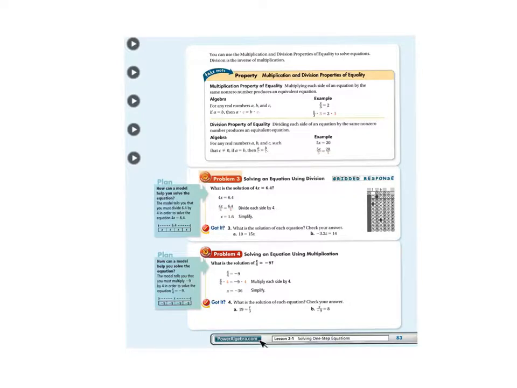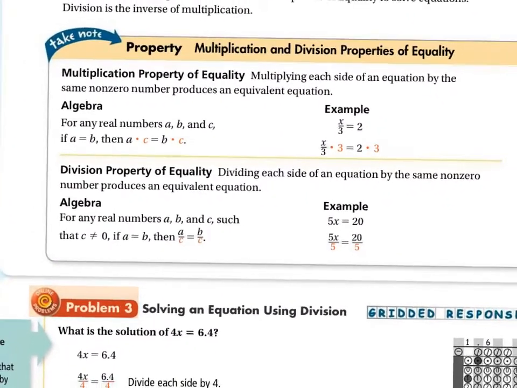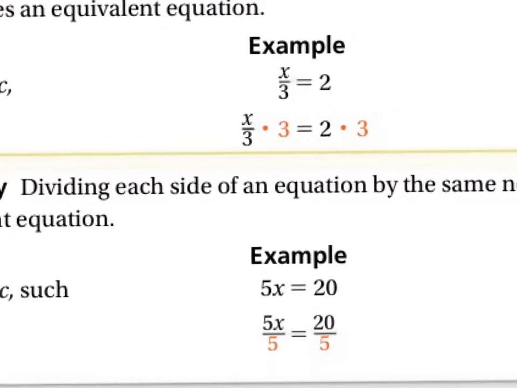Page 83. We've got 2 more properties of equality. First one, the multiplication property of equality says if we multiply by the same number on both sides of the equation, we'll get an equivalent equation. So they give an example there off to the side. Variable is being divided by 3, they multiplied by 3.